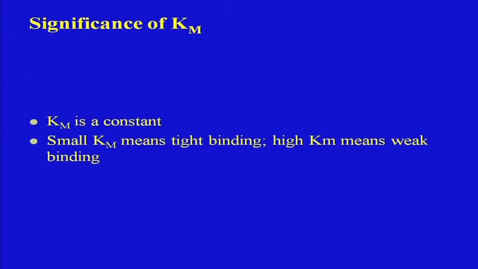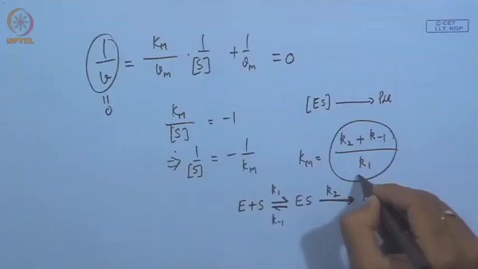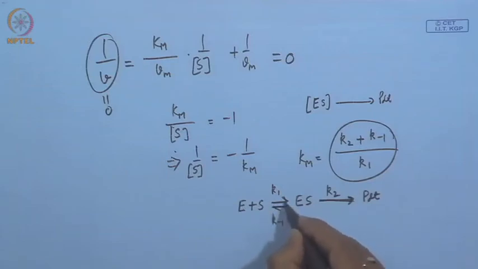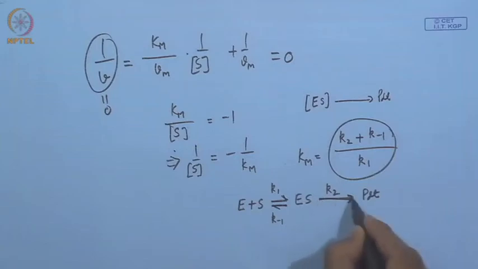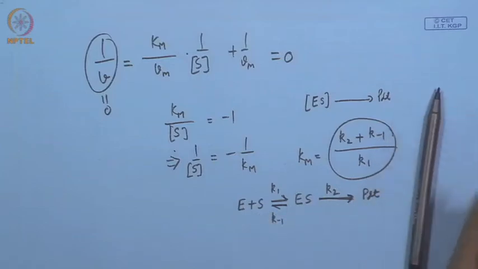And when Km is high, it means weak binding. Why? Km is high means this is high and this is low. This is low means this step is slow. And this is high means this step is fast, and that step may be high. So, if that happens, it will easily dissociate to give you E plus S, or it will eventually, very fast, go to the product side.